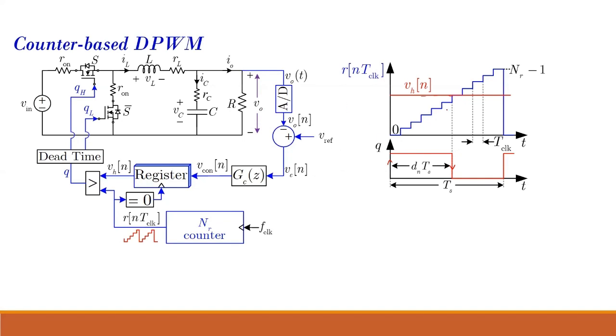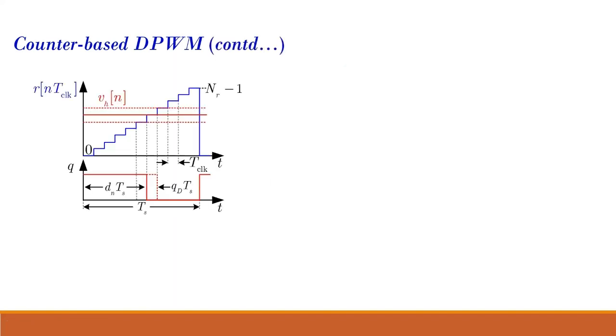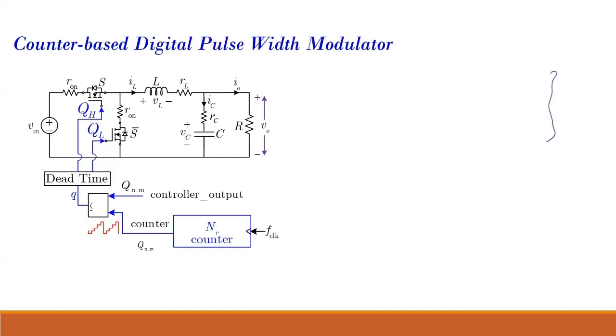The counter is counting up as a staircase waveform, and when the counter reaches the control signal value, it will reset it. This was taught earlier: how the clock signal is required. This is the T clock. The clock has to be of such a high value that it puts a limit on the resolution of the counter. We cannot have a very large N, because then the clock signal has to be a very high frequency, which is not always possible. So this is the counter-based DPWM, which we had discussed earlier.